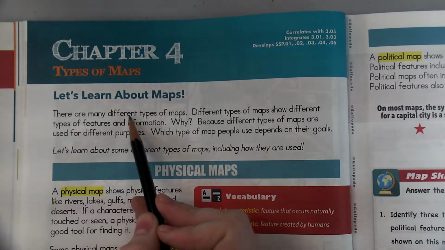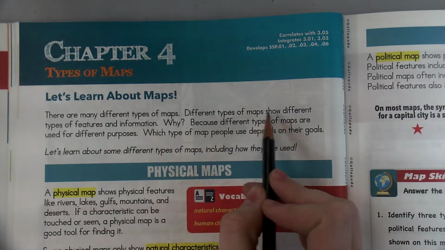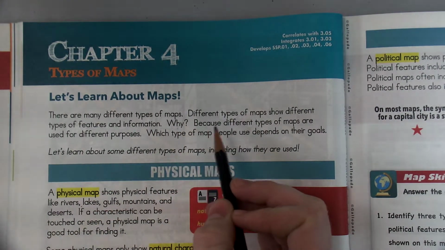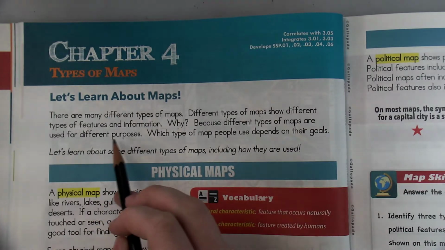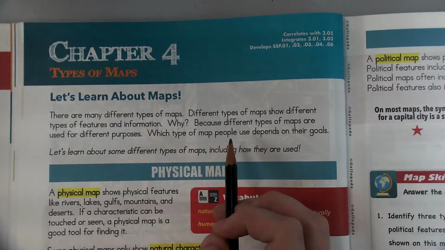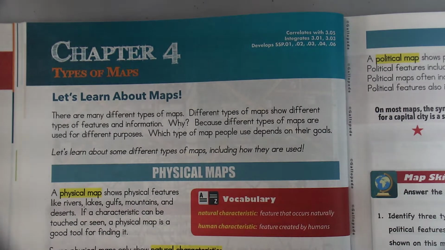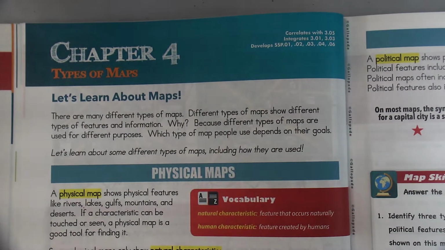There are many different types of maps. Different types of maps show different types of features and information. Why? Because different types of maps are used for different purposes. Which type of map people use depends on their goals. Let's learn about some different types of maps, including how they are used.